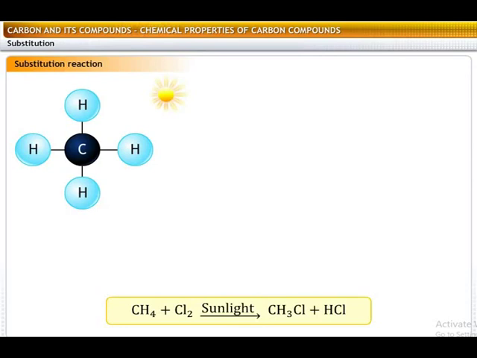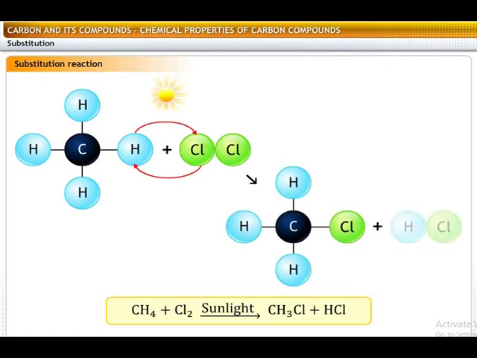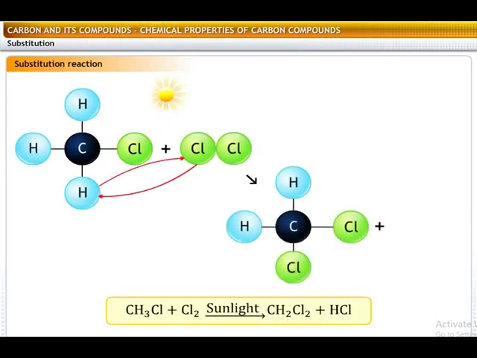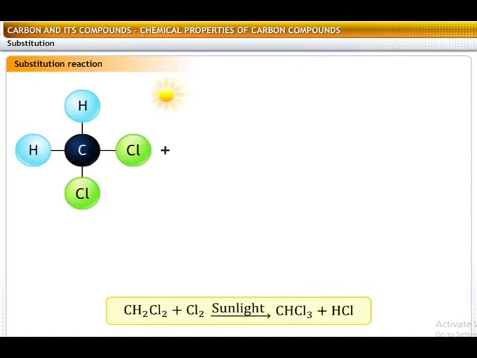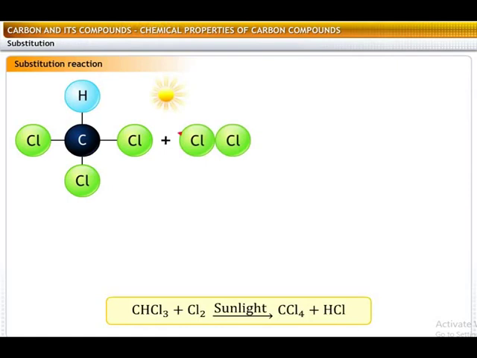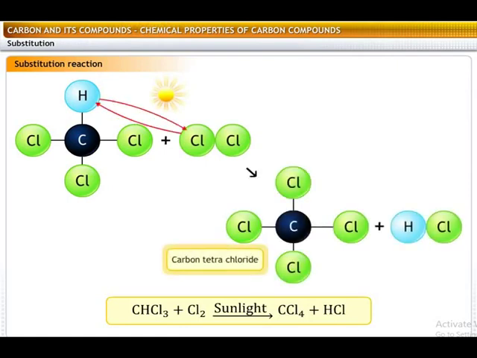In this reaction, chlorine substitutes the hydrogen atoms one by one. Initially, chlorine replaces or substitutes one of the hydrogen atoms and forms methyl chloride or chloromethane. Chloromethane reacts with chlorine to form dichloromethane. Dichloromethane reacts with chlorine to form chloroform. Chloroform, on further chlorination, forms carbon tetrachloride.